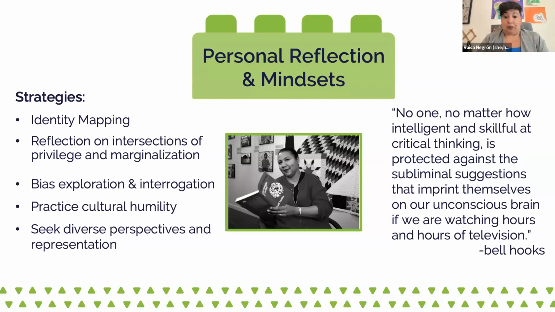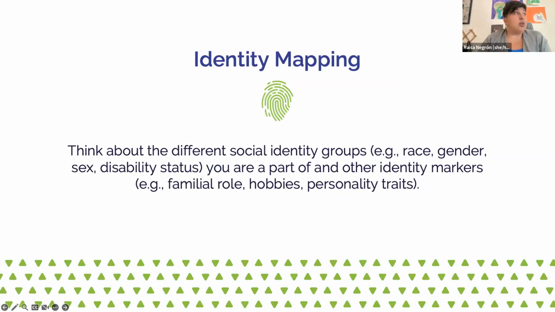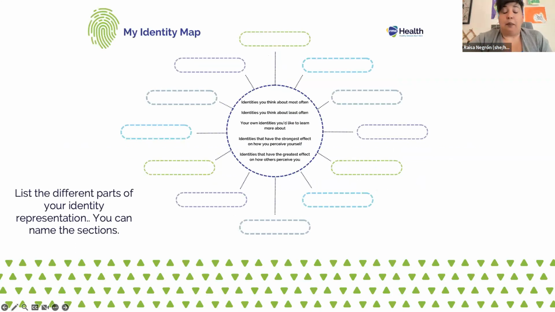Now, what I'm going to do is add a handout to the chat. And we're going to just focus on identity mapping. It's just one strategy in this personal reflection. So here's what it looks like. You're going to think about the different intersections, and name or make a list of all the groups that you belong to, however you define them. The handout looks like this, and there are some prompts there just to provoke your thoughts, to help you come up with a list that you can fill in. This is a fillable PDF. You can also save it and use it in the future.